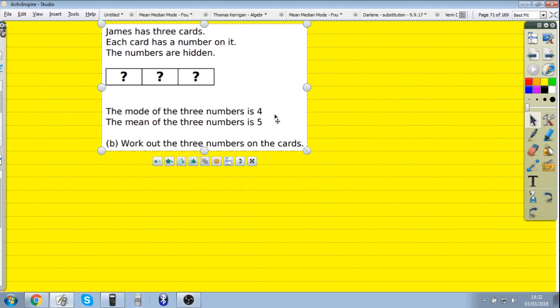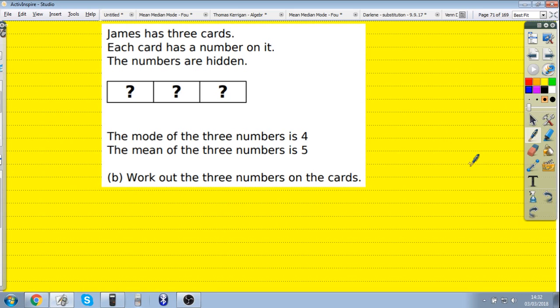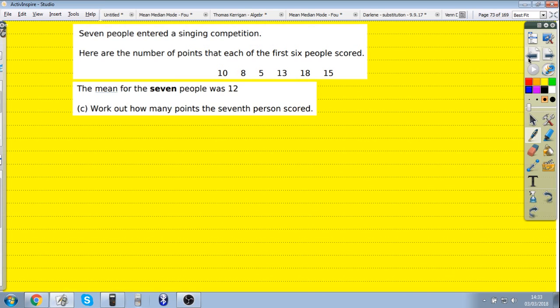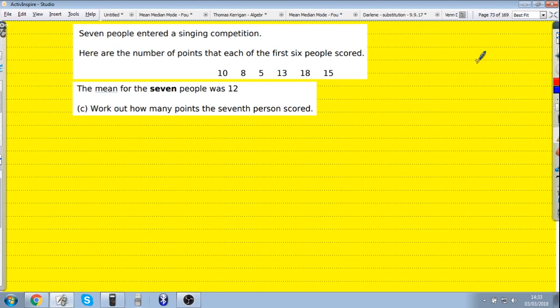Okay, let's try this one. All right. Is the answer 4, 4, and 7? Yeah, that's it. Good. 4, 4, 7. This one's very similar. Hang on. The mean for the 7 is 12. Okay, how would you do this one?